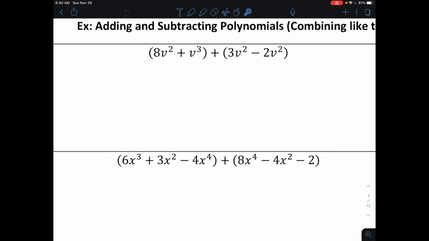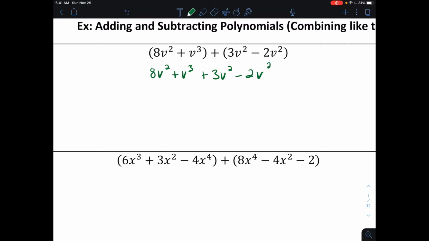Now, when you're given an expression like this and you see things written inside of parentheses and an operation in the middle, we want to rewrite everything without parentheses. If I have a plus sign in between these two terms, you can simply drop the parentheses because technically there's a positive 1 out here, and multiplying terms by a positive 1 does not change its value. So I'm going to rewrite everything without parentheses. So I have 8v squared plus v to the third power plus 3v squared minus 2v squared.